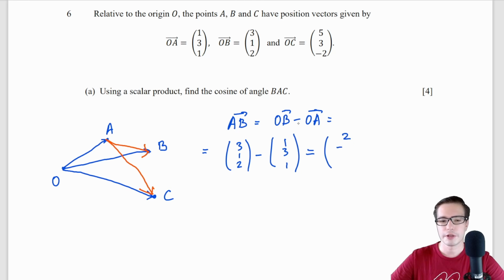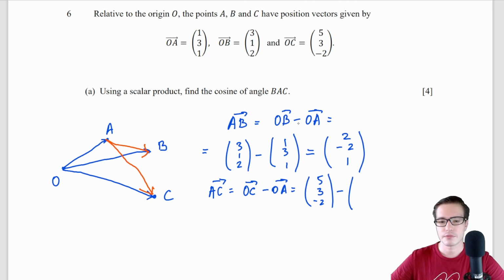2, minus 2, 1. And the vector AC is going to be OC minus OA. 5, 3 minus 2. Take away 1, 3, 1. That will be 4, 0, negative 3.